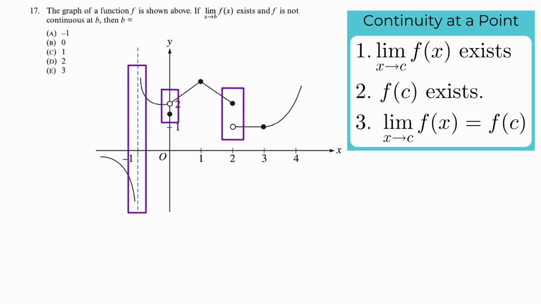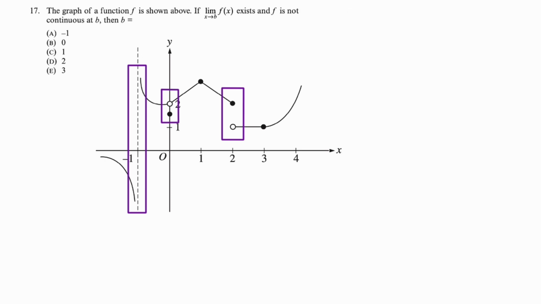So that's going to be at -1, at 0, and at 2. Now what we need is for the limit to exist. So if you look at it at -1, you have a vertical asymptote. The limit definitely does not exist. At 2, you have a jump discontinuity. The limit definitely does not exist. At 0, the limit from the left and the limit from the right are both 2. The limit does exist. Our answer here is B.